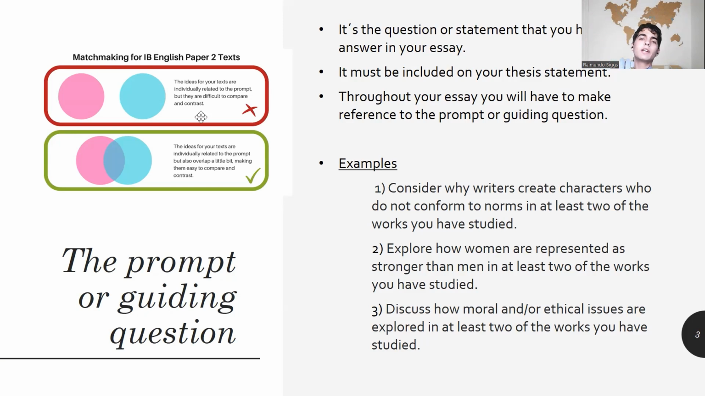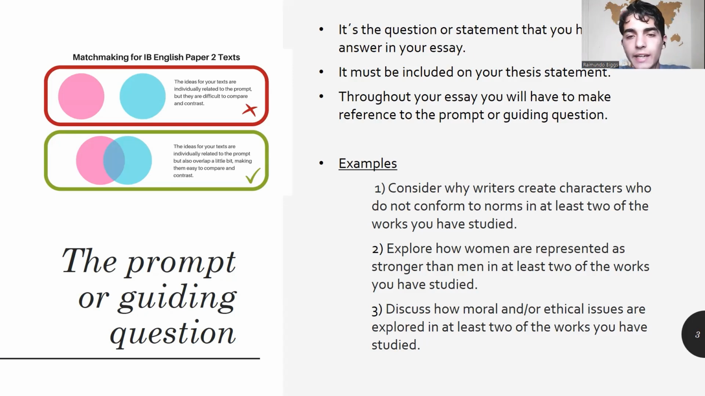These are examples of the prompts that you can be asked. For example, consider why writers create characters who do not conform to norms in at least 2 of the works you have studied. Explore how women are represented as stronger than men in at least 2 of the works you have studied. Discuss how moral and/or ethical issues are explored in at least 2 of the works. So with this prompt, you need to relate them with both of your novels.